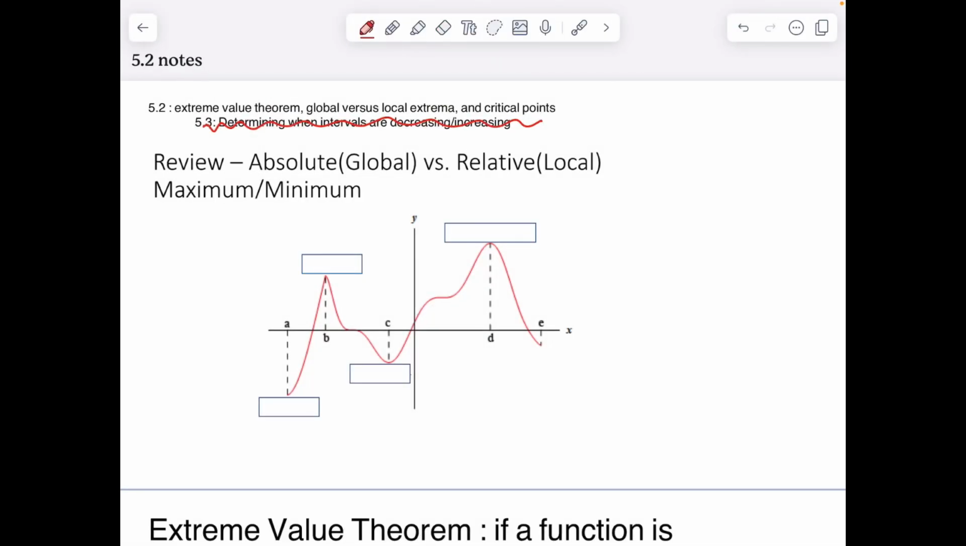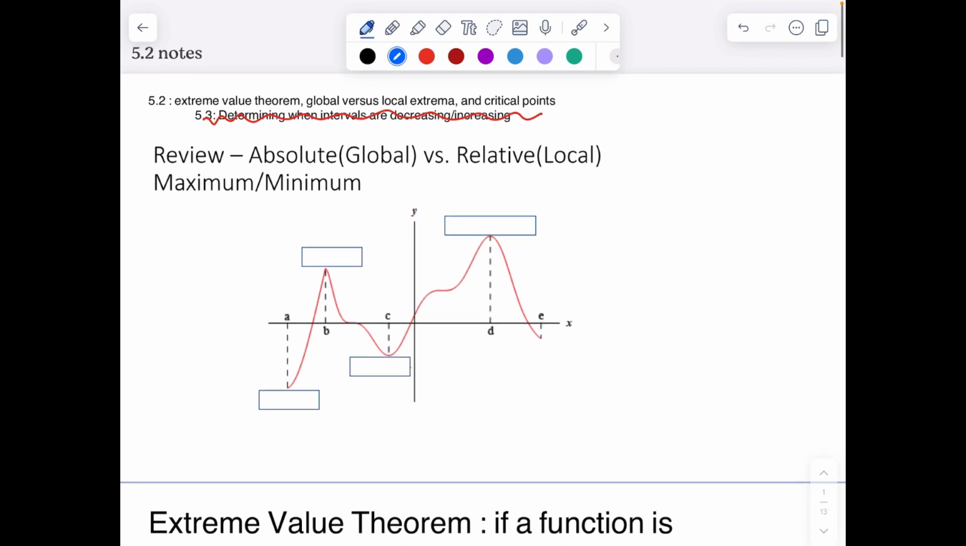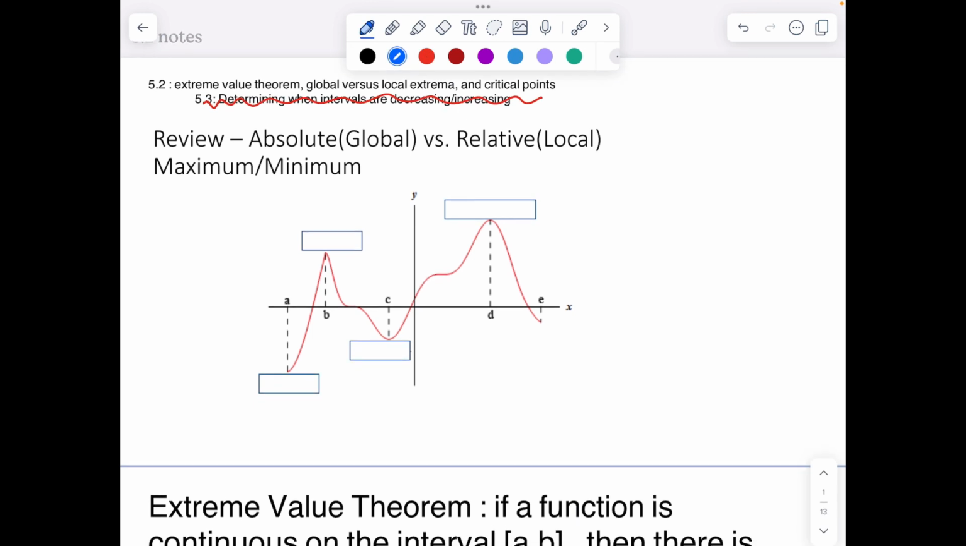These notes are on the extreme value theorem, global versus local extrema, and critical points. So to get right into it, this page is a little bit of a review problem. There are 4 vocabulary words that we're going to use a lot in this unit: absolute max and absolute min, and then relative max and relative min. The word absolute can be switched to global and relative can be switched to local, so just look out for those. So we're going to go across, starting off with absolute.